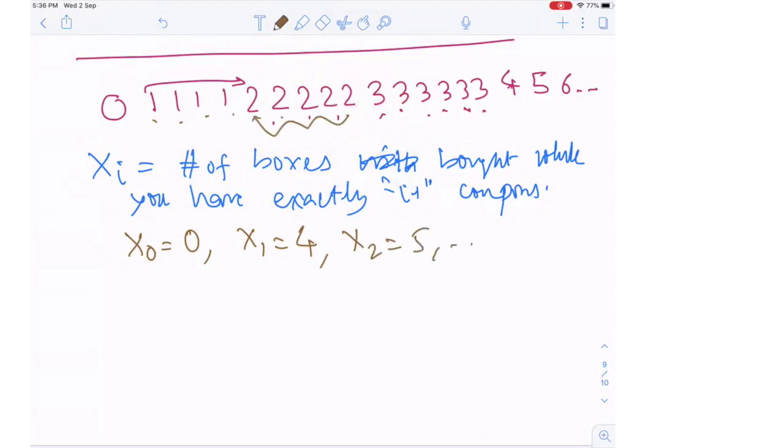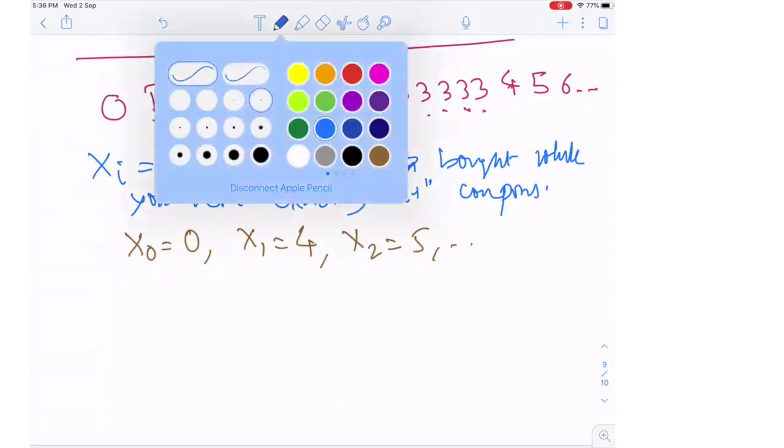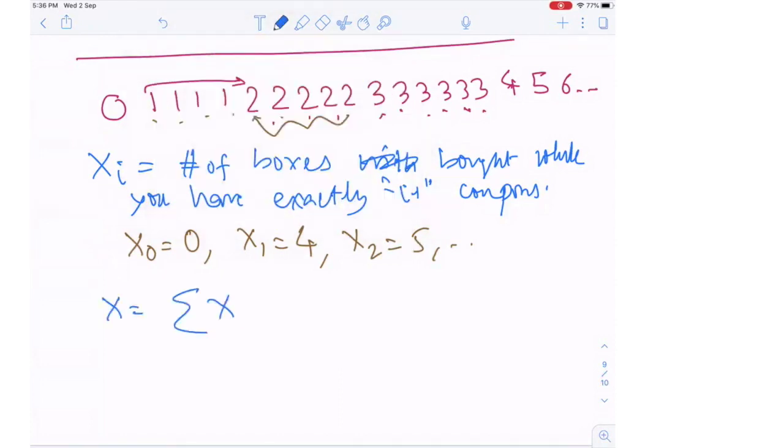Now notice, can I say this then? X is nothing but the summation of Xi, i going from 1 to n minus 1.